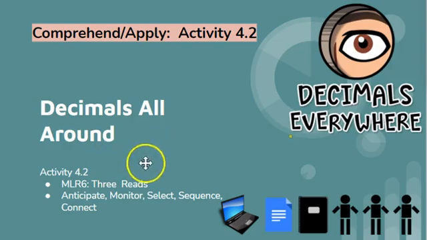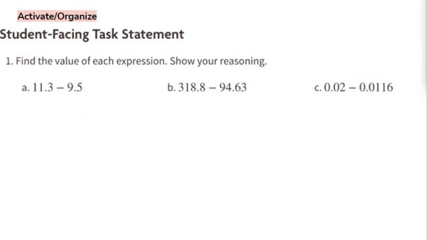All right, let's dig into some more problems. So we've got a few problems here. Let's go ahead and work through these real quick. Okay. What about this first one here? We got 11 and 3/10 minus 9 and 5/10. This one is a pretty easy one to line up and solve.